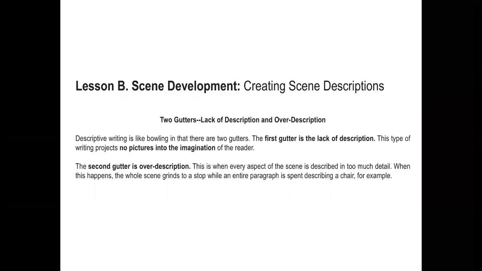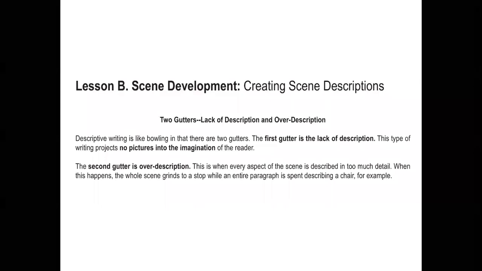So to complete this project, a student needs to understand scene descriptions because he only has 5 or 6 paragraphs to do everything in. And so we first of all work on the first gutter, which is the lack of description that projects no pictures into the imagination of the reader. And then we go into the second one, which is over description. And this is describing too much. This is something that happens a lot, both ways, right?